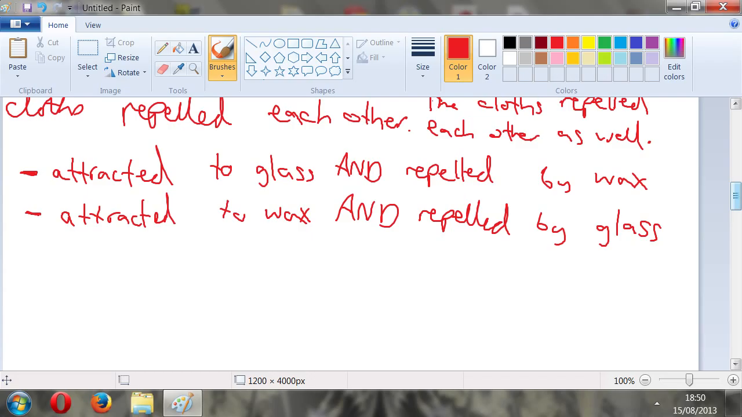Yeah. So if you do it with the wool cloth sort of thing, you do the silk. For instance, you do the silk with the glass rod, right? And then they're attracted to each other. But then if you've got the wax and the wool cloth, then it's going to be repelled by that.